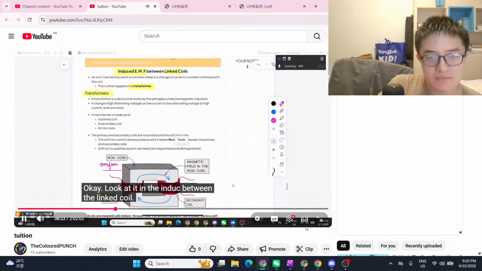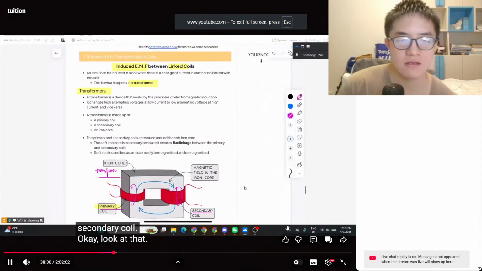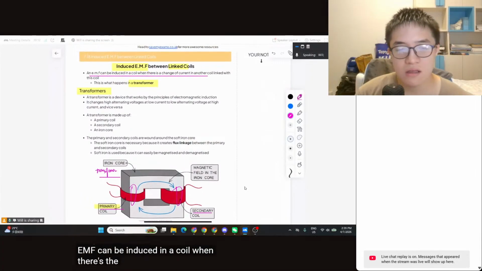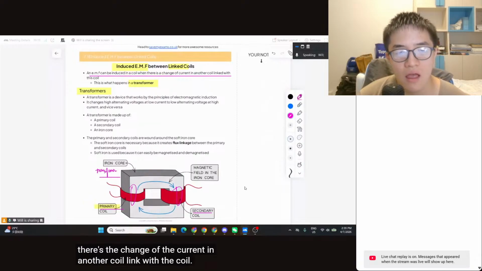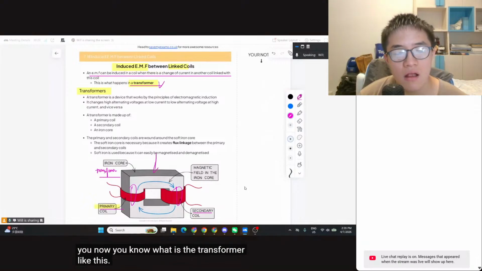Here is the linked coil, the primary coil and the secondary coil. An EMF can be induced in a coil when there is a change of current in another coil linked with it, and this tool we call a transformer. Understand now? So now you know what a transformer is.